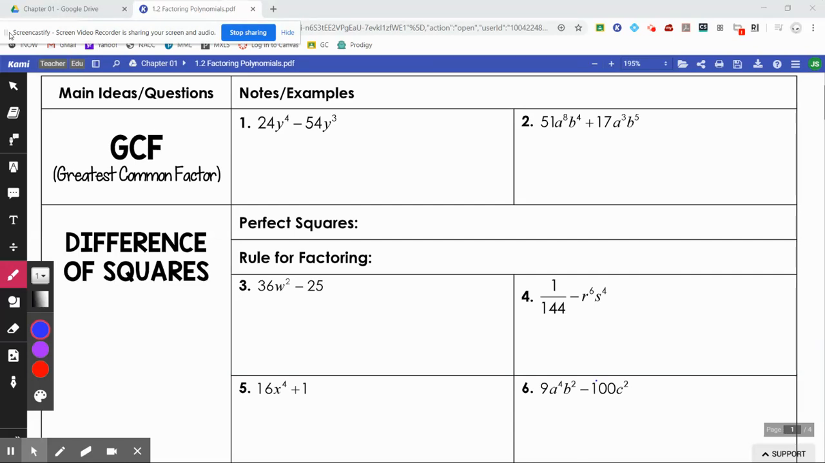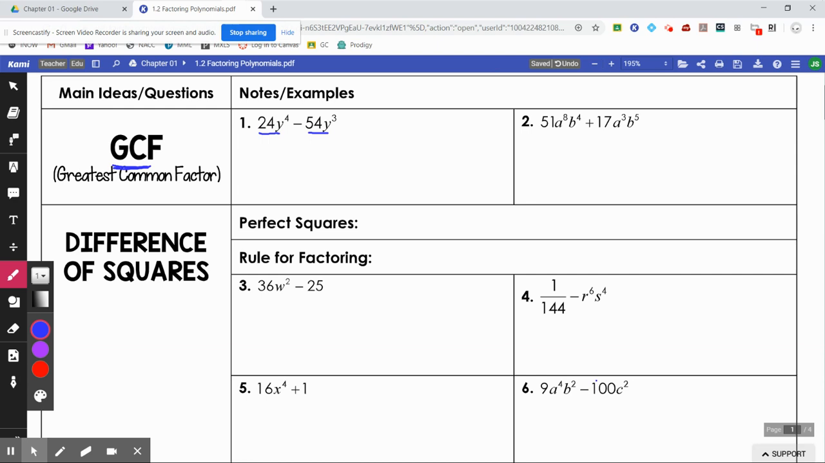Okay, in this video, we're going to be reviewing all the different types of factoring. We're going to go through each one at a time. First type of factoring that we always cover is factoring out a greatest common factor, which means simply doing the distributive property in reverse. Finding what's common.